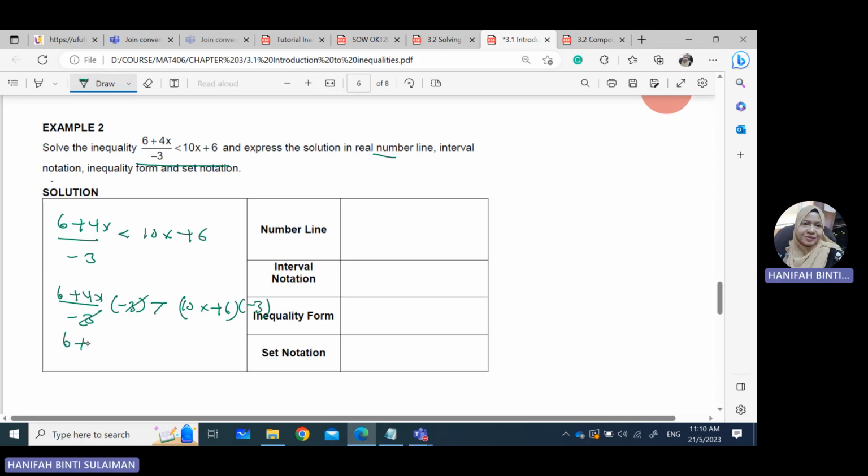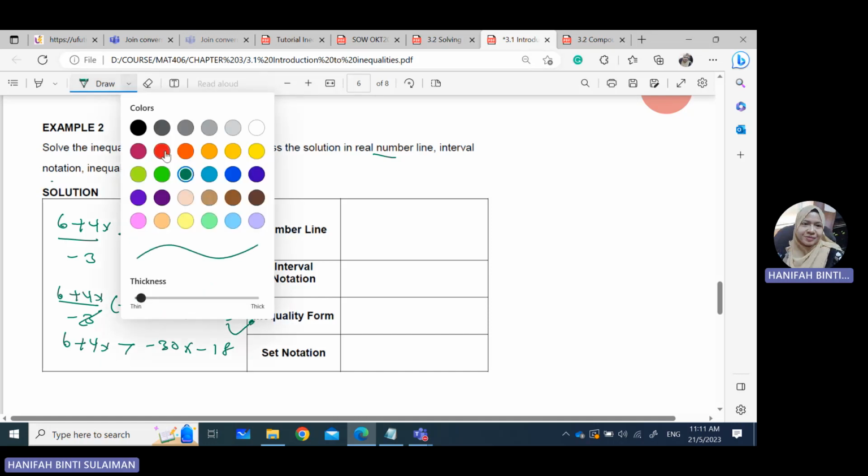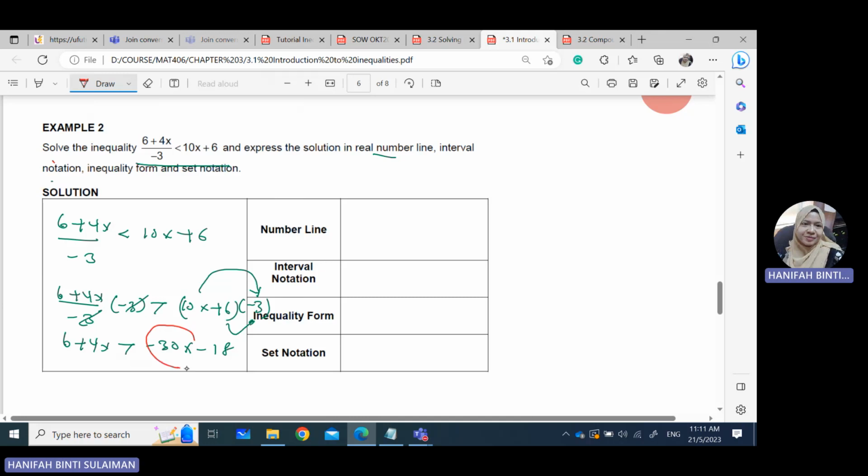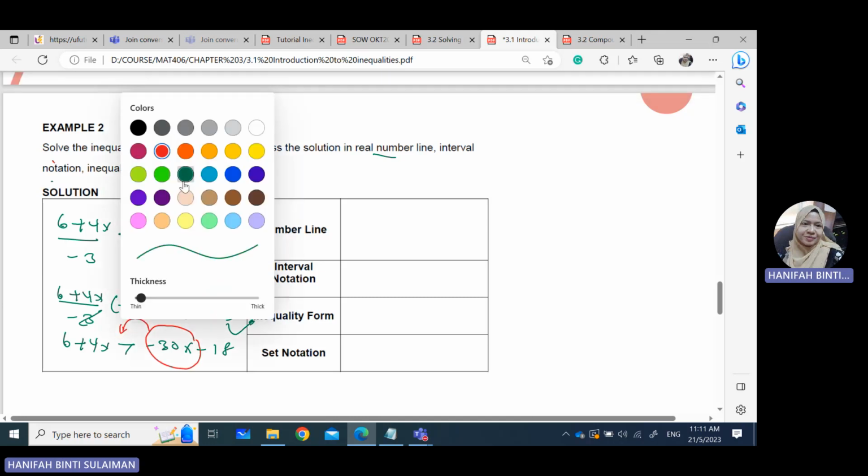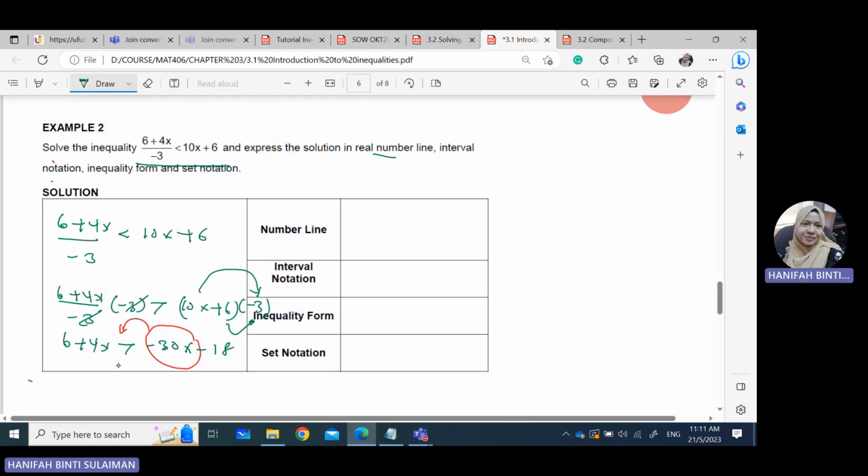Then here we have 6 + 4x greater than. So 10x times negative 3, we have negative 30x. Betul? 6 times negative 3, we have negative 18. Okay, so kita selesaikan. So for x, yang ini kita boleh pindahkan lah. Negative 30, we can move to the other side. Then we have positive 30x.